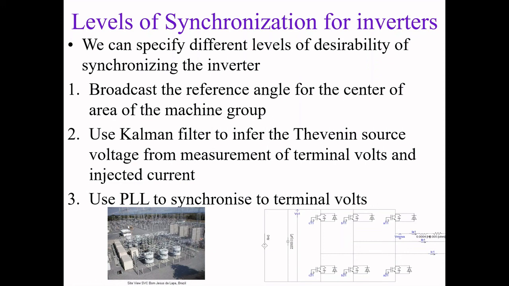And so this process is one of trying to come up with a Thevenin measurement to infer a stiffer point. So rather than trying to always just synchronize to a weak section of the network, infer what the strong section of the network looks like and then synchronize to that. So this is just a looking forward based on the different levels of modeling.